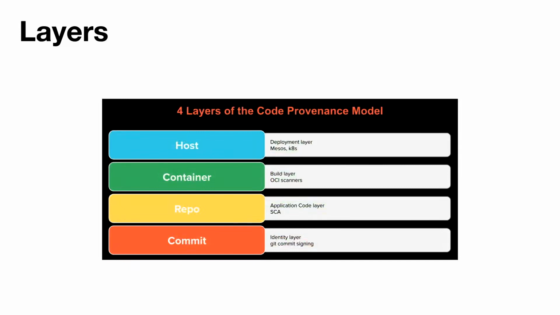The commit layer, which is in charge of approved authors and identity, right? And it takes as input SSH keys and uses that to sign commits, ensuring that we have a form of identity connected to all code moving forward.